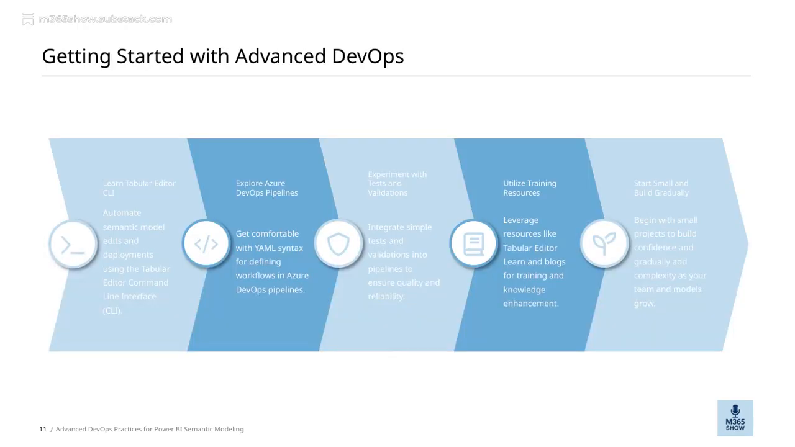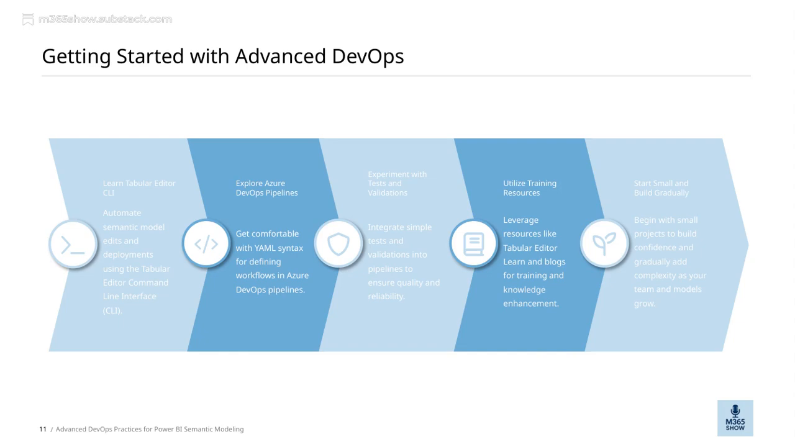Let's talk about getting started with advanced DevOps practices for Power BI semantic modeling. The key here is to begin small. I recommend starting with manageable projects to build confidence within your team. As your skills and models grow, you can gradually introduce more complexity. This approach helps prevent overwhelm and ensures steady progress. Next, leverage the wealth of resources available, like Tabular Editor Learn and various blogs. These are fantastic for training and expanding your knowledge, making the learning curve much smoother.